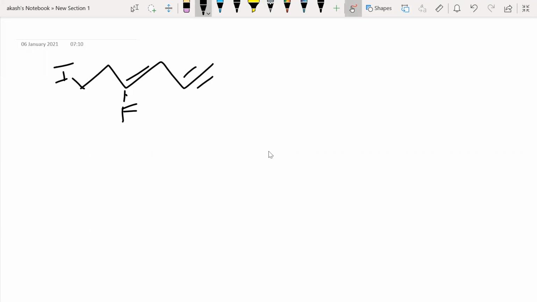Can you name this compound? I told you how to use your secondary suffixes, right? I'll give you quickly 30 seconds. Tell me, what is the name of the compound? I will ask somebody in person, so please do not sit idle. After 30 seconds, I will ask a person and he or she should answer.